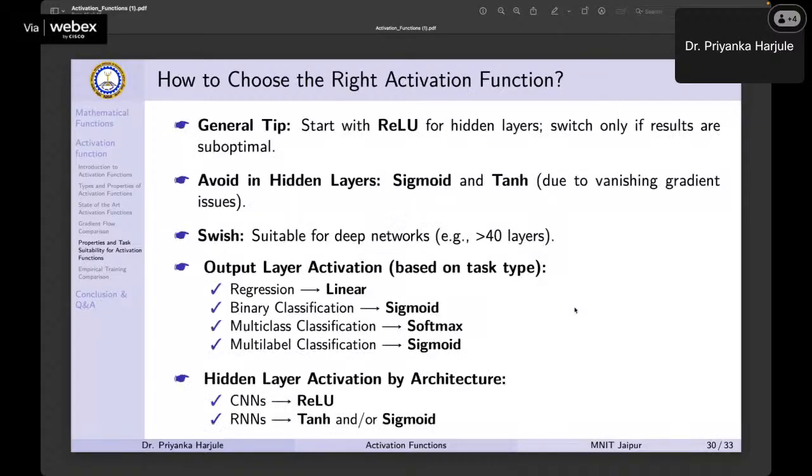So the general tip for choosing the right activation function is to start with ReLU in the hidden layers, because ReLU is simple, efficient, and works well in most cases. Only switch if performance is poor, for example unstable gradients or poor accuracy. Avoid sigmoid and tan hyperbolic activation functions in the hidden layers, because these functions saturate for large positive or negative values, as we have seen in the previous slides. This causes vanishing gradients, making learning very slow or ineffective in deep networks.